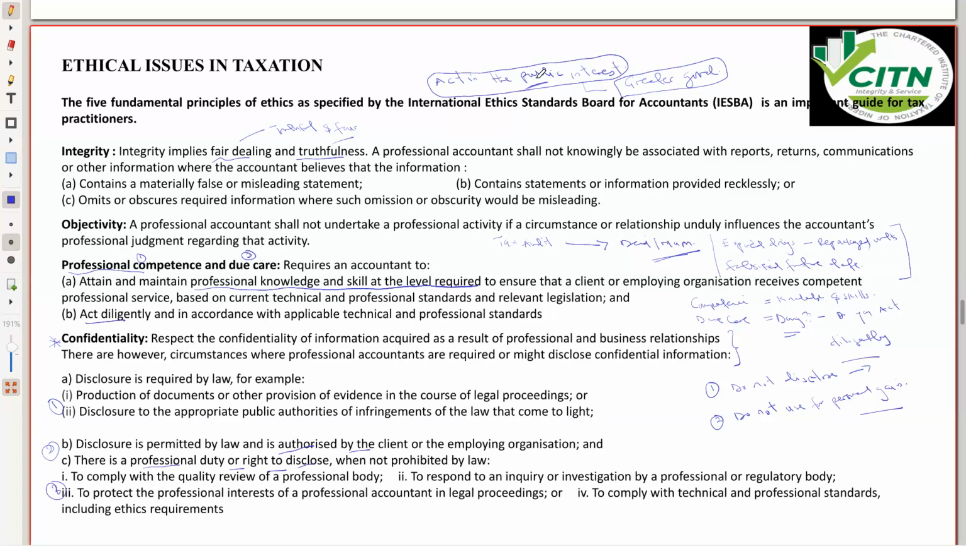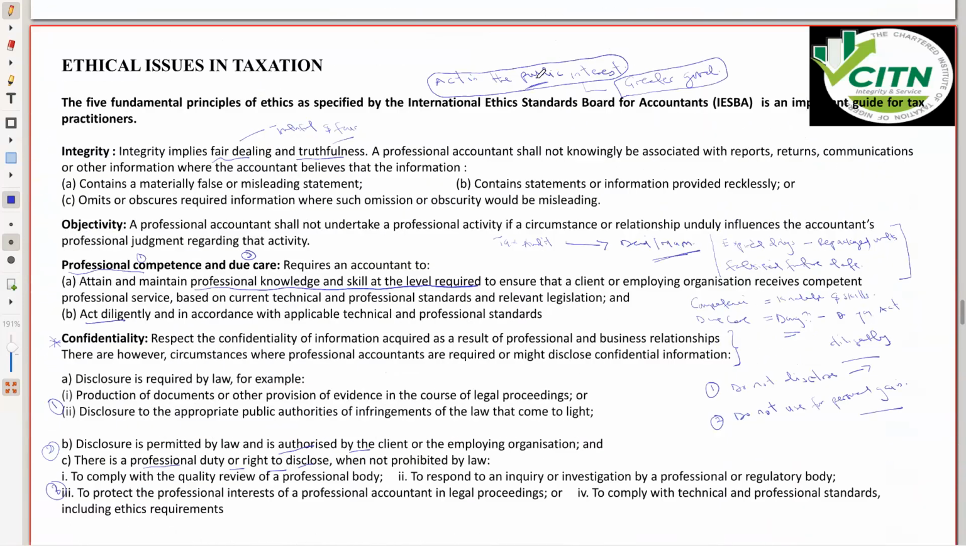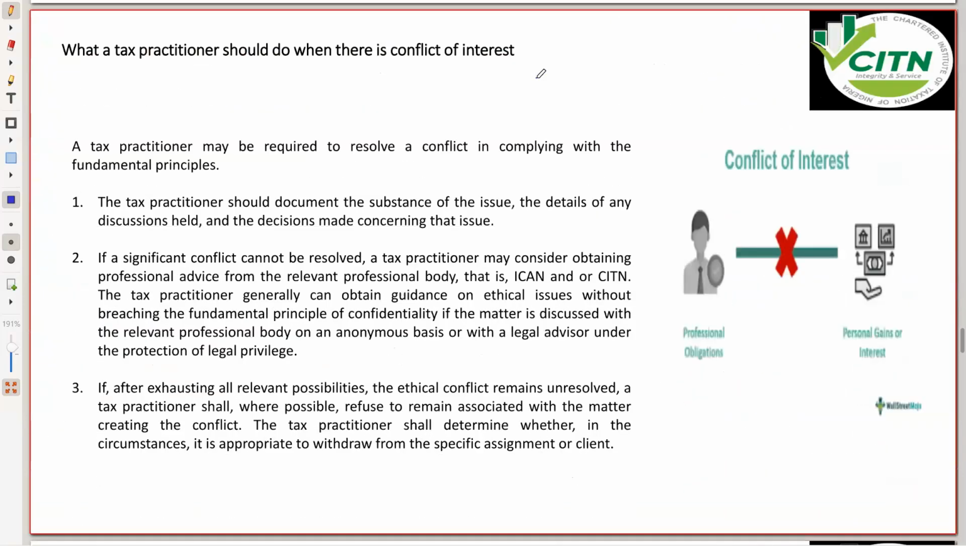And some of these things could be because of the situation where you need to comply with certain quality review, certain inquiry, investigation, or based on our findings in the course of our review. So those are 5 key principles that we should be aware of when it comes to code of ethics.